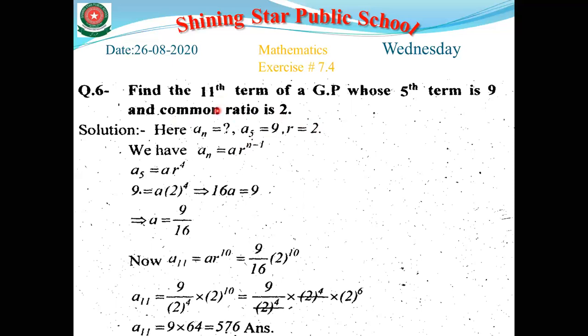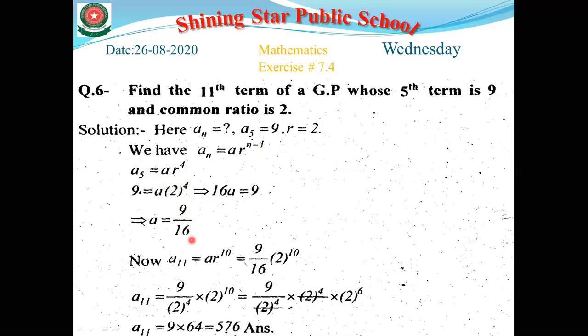But first of all, we have the formula A_n is equal to A R power n minus 1. So we put these values. A5 is 9. So A5 is equal to A R power 4 because 5 minus 1 is 4. Now when we put the values, A5 is 9, so we put here 9. A is unknown. 2 is R. Here R is 2 power 4. 2 power 4 is 16. 16A equal to 9. When you divide 16 to the right hand side, it gives you 9 over 16.